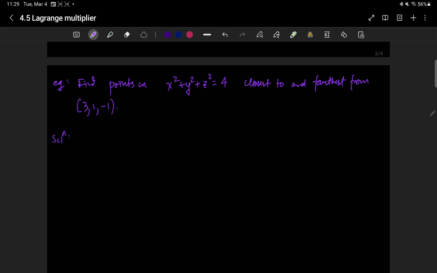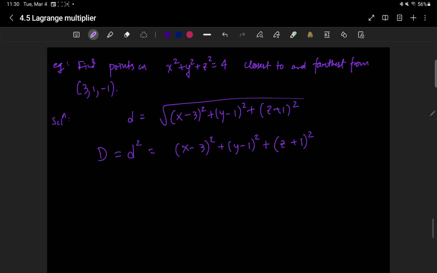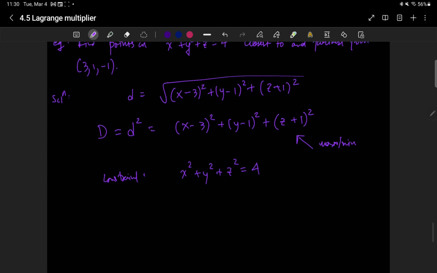So as always with distances, the distance is the square root of (x minus 3) squared plus (y minus 1) squared plus (z plus 1) squared for any point on the sphere. But instead of working with square roots, because we will be taking partials in the form of a gradient, we will just call this capital T and work with the equation without a square root. So this is now our optimization function. We have to maximize or minimize this, and the constraint is that the point should be on the sphere.